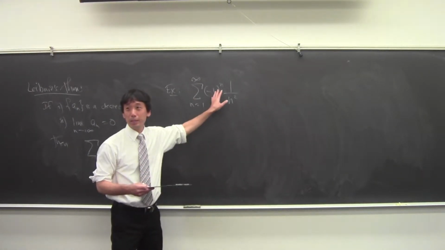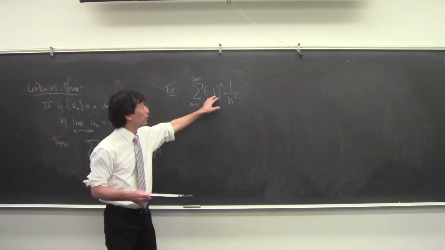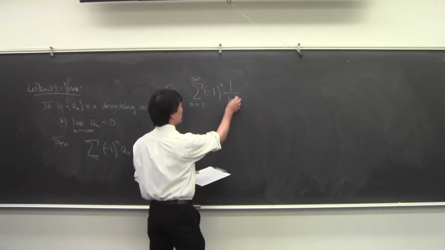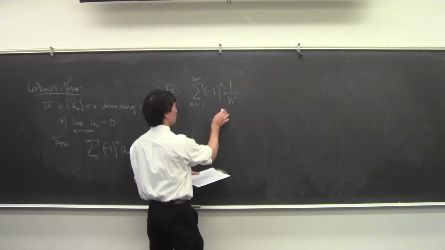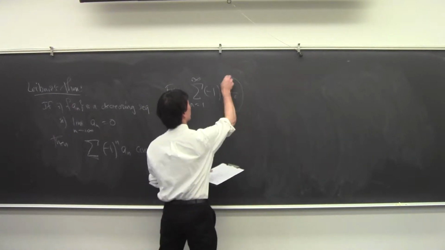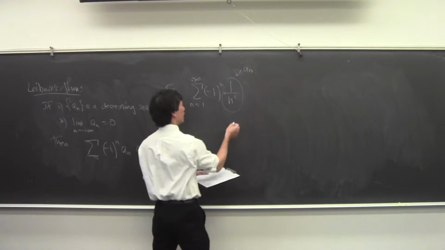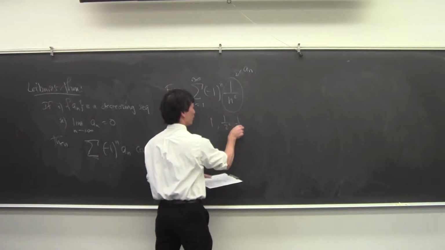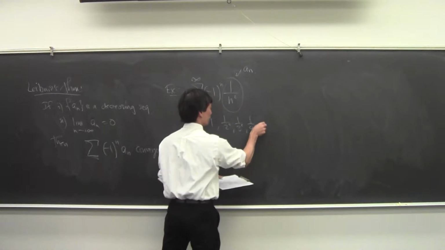So if you see something like this, (-1)^n times 1 over n squared, right? These terms, these are your a sub n's, right? And you see that they are 1 over 2 squared, 1 over 3 squared, 1 over 4 squared, etc.